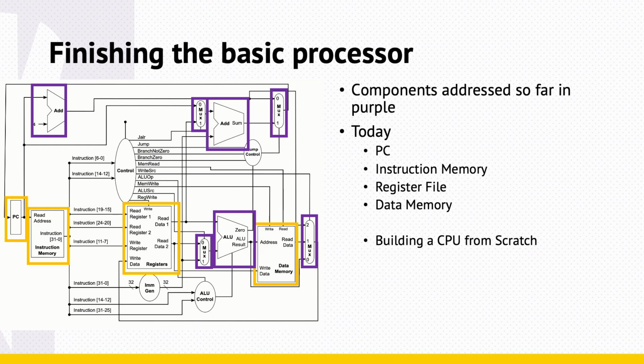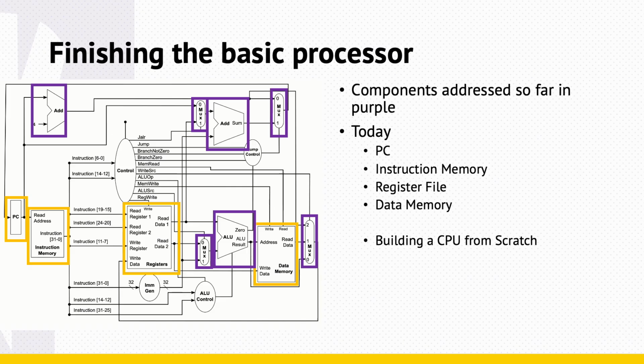Okay, so far we have covered all of the things in purple. We've looked at how to add, we know how to select between a couple of different inputs using a multiplexer and the select lines on that multiplexer. We know how to add again, and we know what's going on in the ALU.